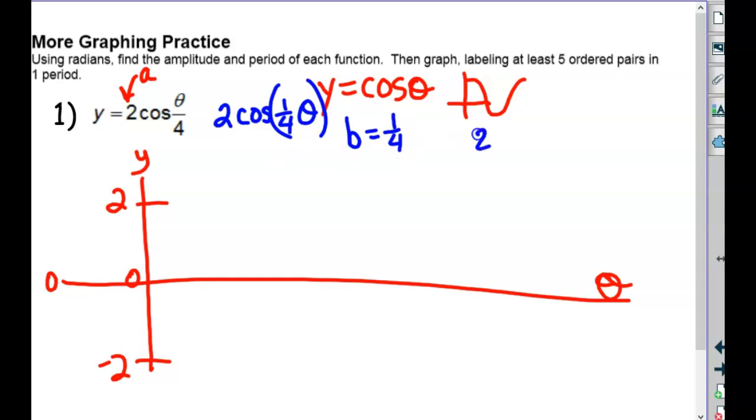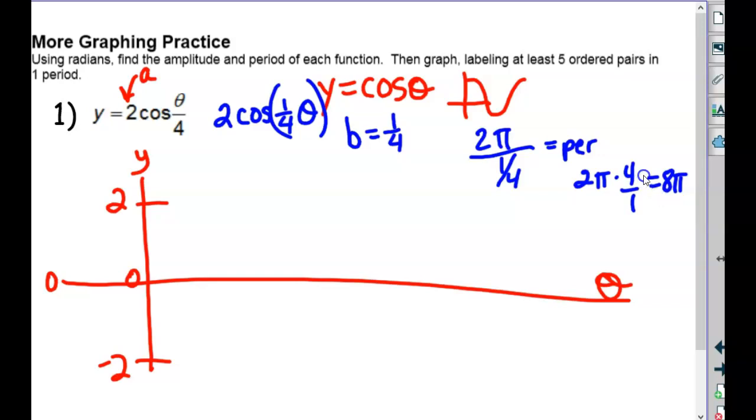So we're going to do 2 pi, the normal period, divided by b, which is 1/4, to find our new period. Well, how do you divide fractions? Multiply by the reciprocal, so 2 pi times 4/1 becomes 8 pi. So this thing has a period of 8 pi.